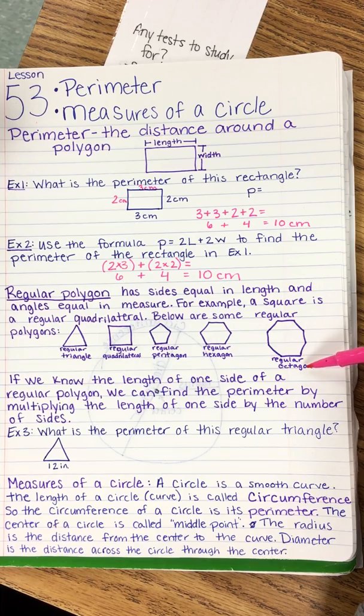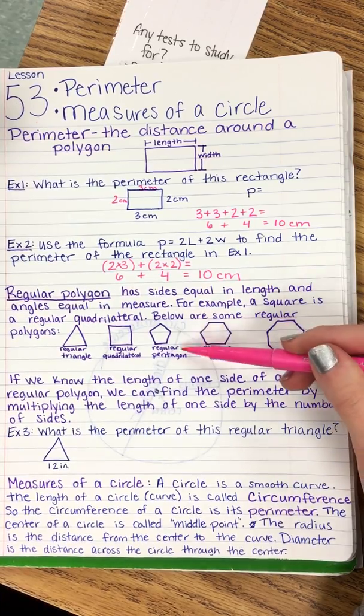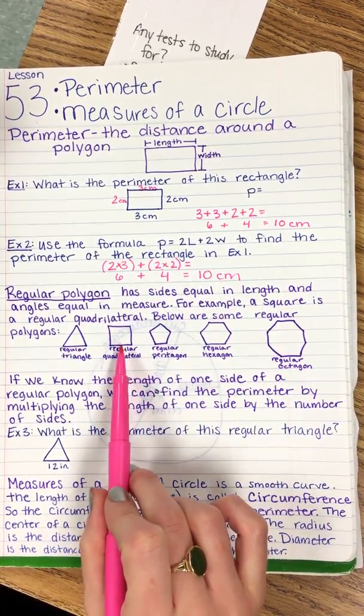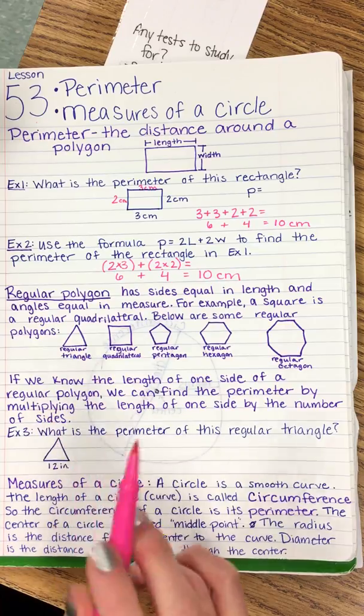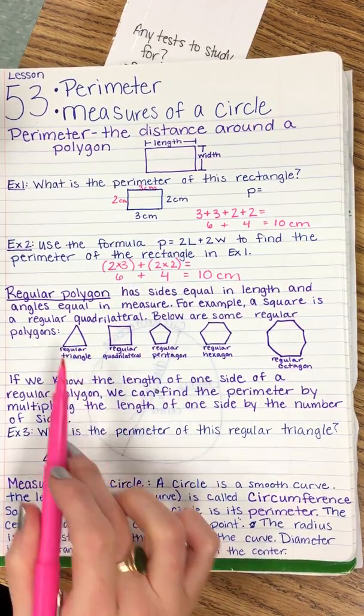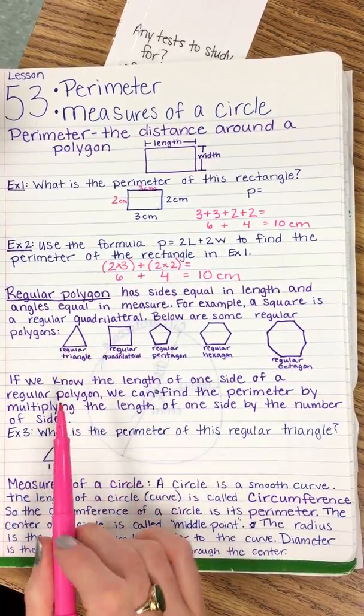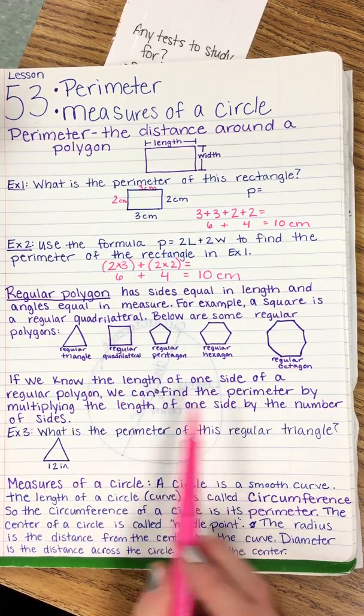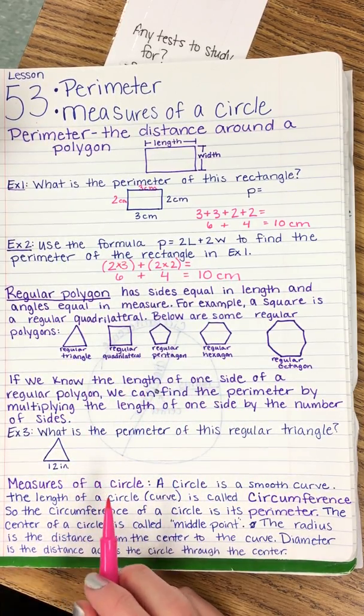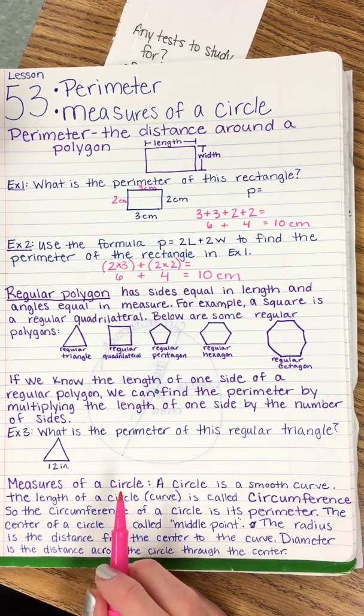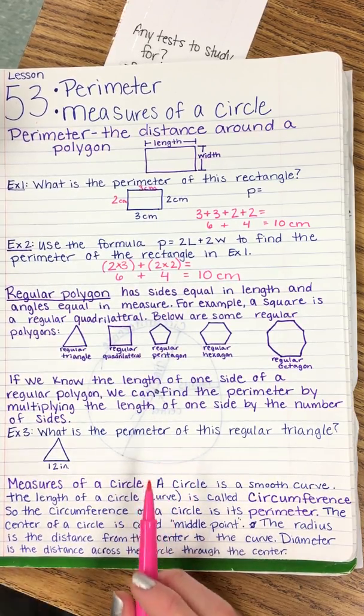So an octagon has 8, octagon, not oxygon. Octagon has 8, hexagon has 6, pentagon has 5, a quadrilateral has 4, and a triangle has 3 sides. Same length sides, and same measures of angles. If we know the length of one side of a regular polygon, we can find the perimeter by multiplying the length of one side by the number of sides.